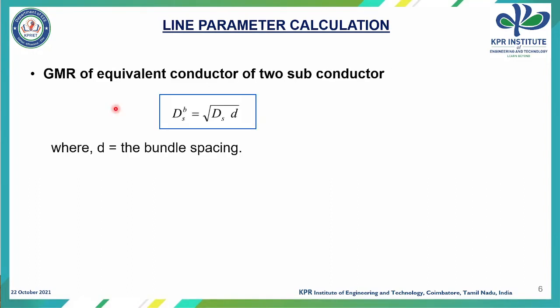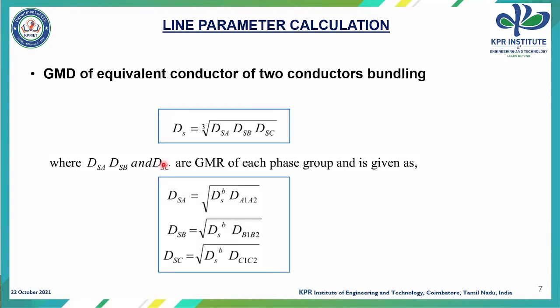Next, we have to calculate the GMR of equivalent conductor of two subconductors. That is nothing but square root of Ds into d, where d is the bundle spacing. Next, GMD of equivalent conductor of two conductor bundling.